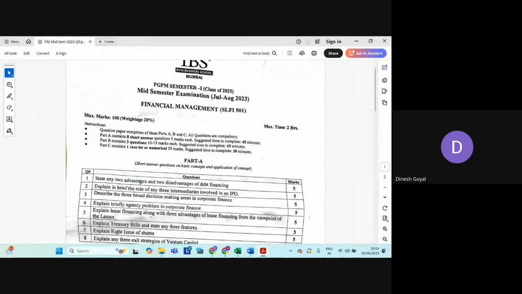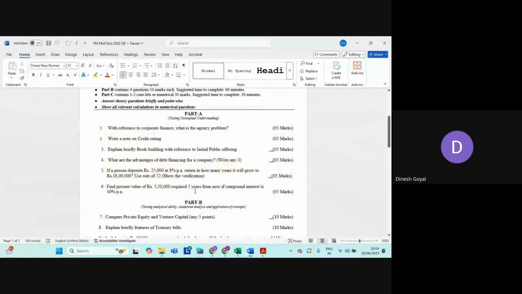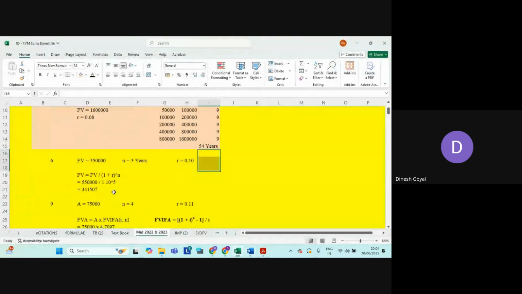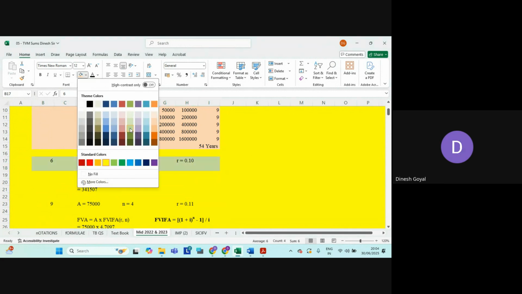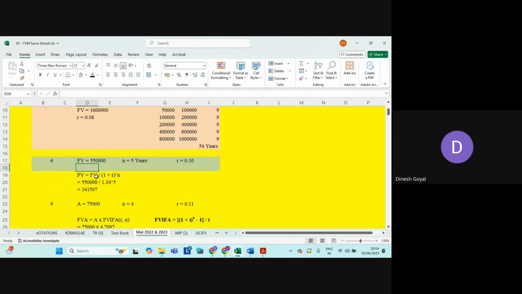If you check here, find the present value of 5,50,000 required 5 years from now. So this 5,50,000 is nothing but the future value. FV is 5,50,000, N is 5, and I is 10%. You have to find the PV. So this is also the normal formula of PV. This is not an annuity, it is a normal single sum formula. So PV is equal to FV upon 1 plus R raised to N.